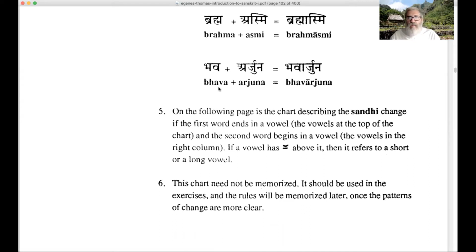Bhava. We have Bhava and we have Arjuna. These are actually examples that we know from the Vedas or from the Bhagavad Gita. So anyway, Bhava plus Arjuna. The short A at the end of Bhava and a short A at the beginning of Arjuna, the two short A's, one at the end and one at the beginning of the next word, come together and make Bhavarjuna. And notice how it's written in Devanagari. Bhavarjuna.